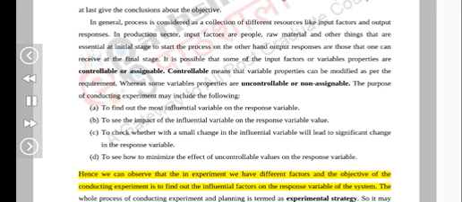Hence, we can observe that in an experiment we have different factors, and the objective of conducting the experiment is to find out the influential factors on the response variable of the system. The whole process of conducting experiment and planning is termed as experimental strategy. So it may be possible that the experimenter can change the strategy with time or due to structural change.